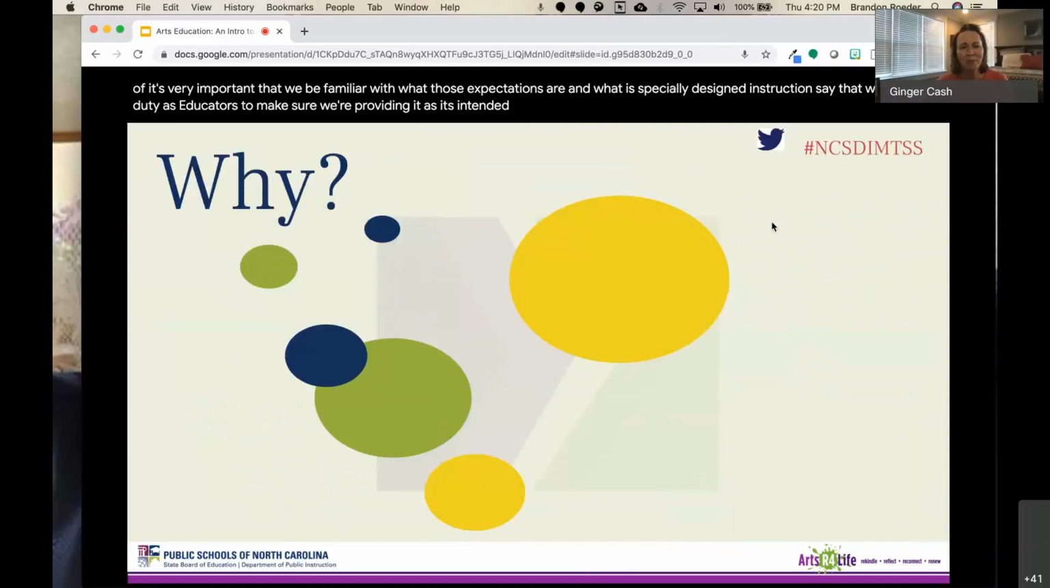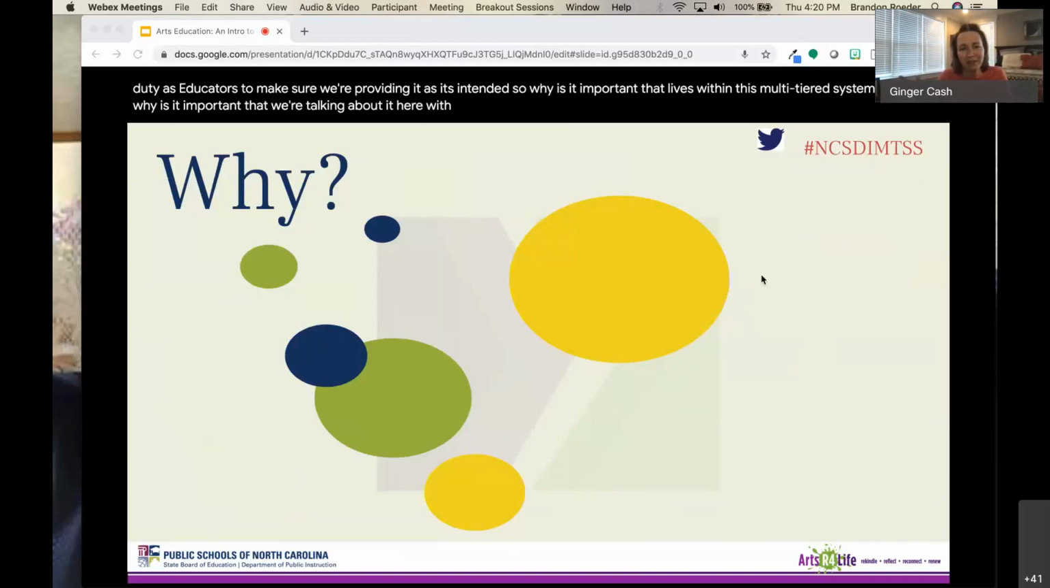So why is it important that it lives within this multi-tiered system of support? Why is it important that we're talking about it here with arts education? And if you want to keep clicking, I think there's some fly-ins here with this as well.